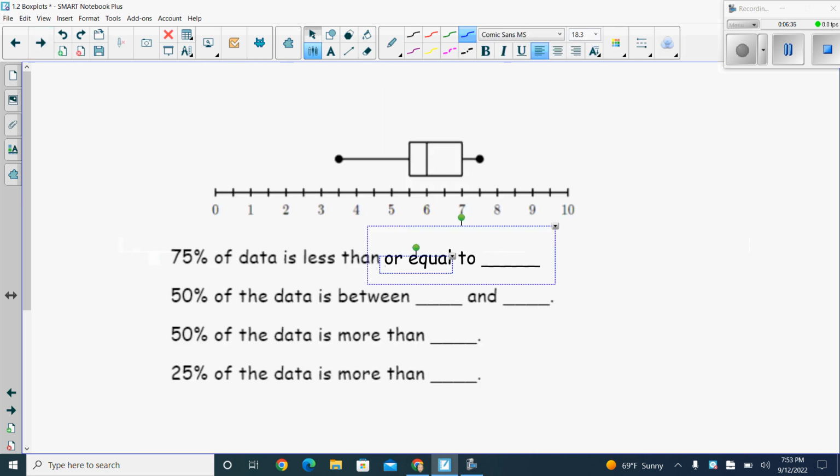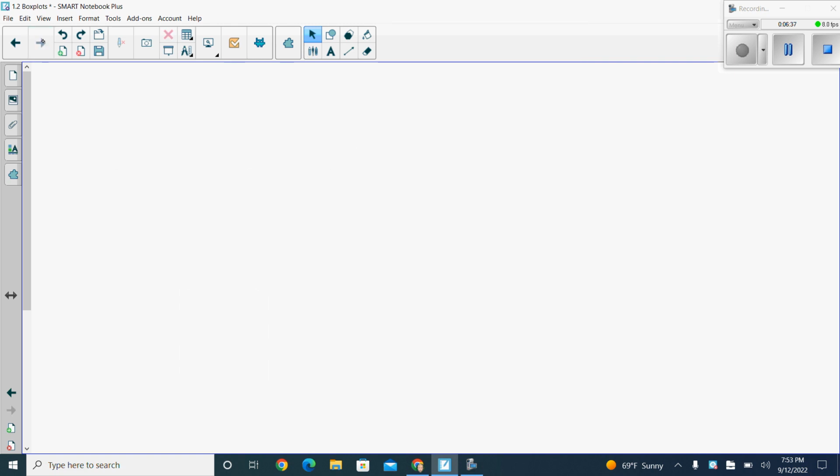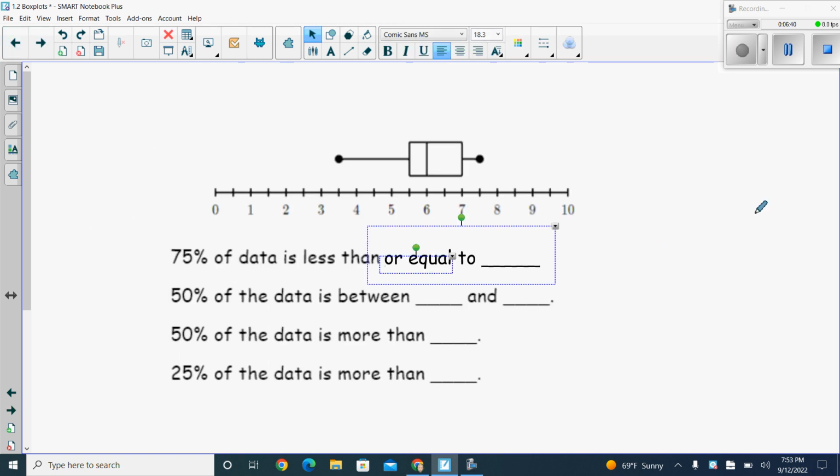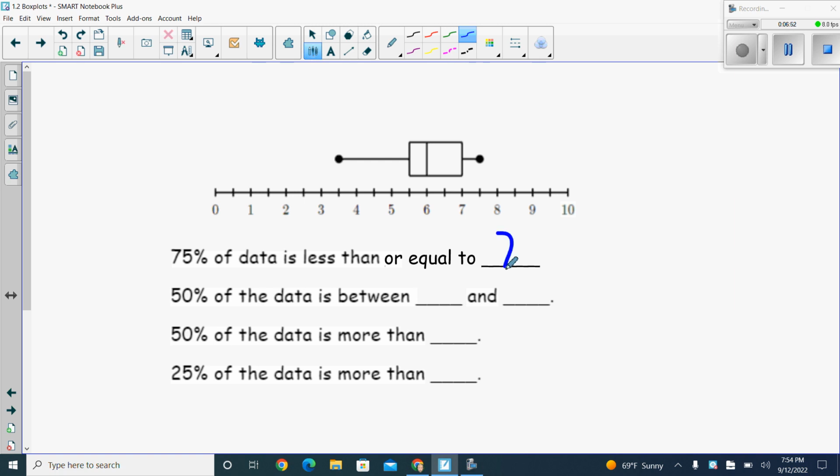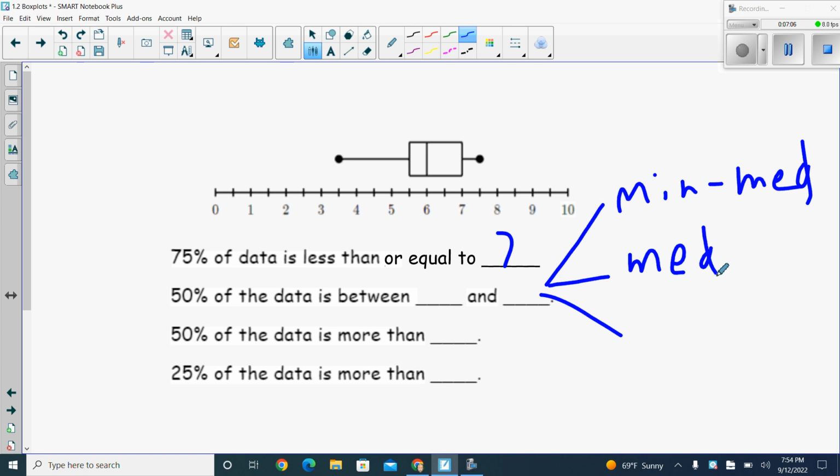Okay, this will be, I believe, our last slide. See if you can answer these questions. And hit pause. All right, 75% of the data is less than or equal to, in this case, the value of 7. 50% of the data, there are 3 possible correct answers. I'm going to say min up to the median, and then I'm going to say median to the max. Those two 50% add up to 100% of the data. And then right through the middle, we can do Q1 to Q3.